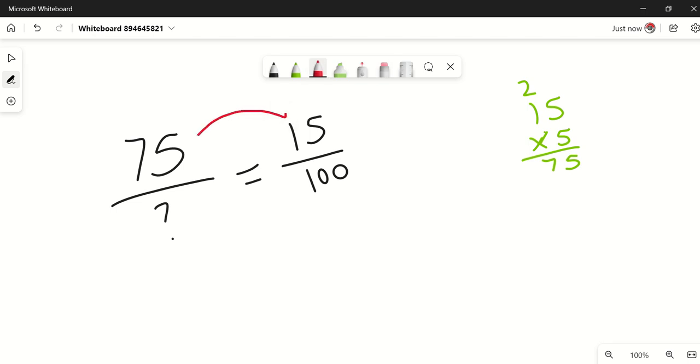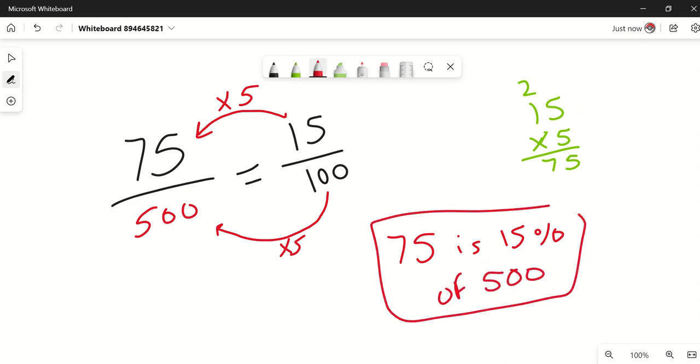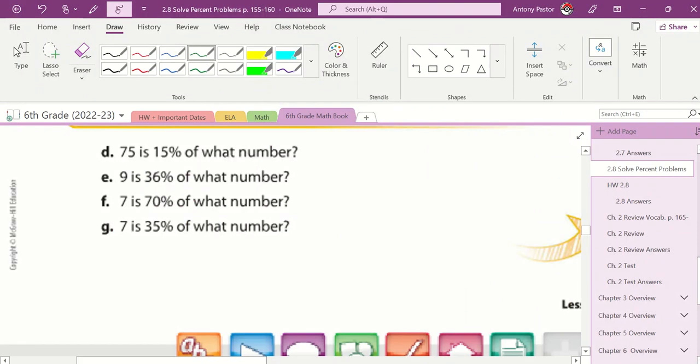From 15 to 75, I had to multiply it by 5. I need to multiply my 100 by 5 to get to this number. Therefore, the number should be 500. 75 is 15% of 500. And that's my answer for the first question.